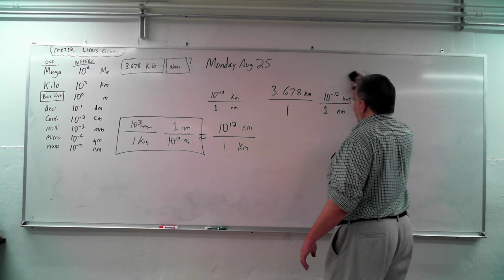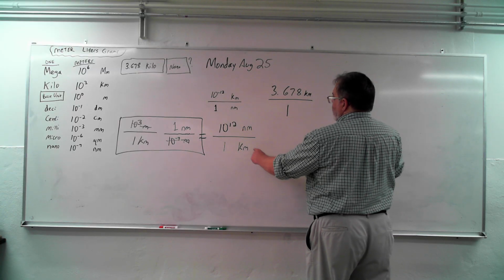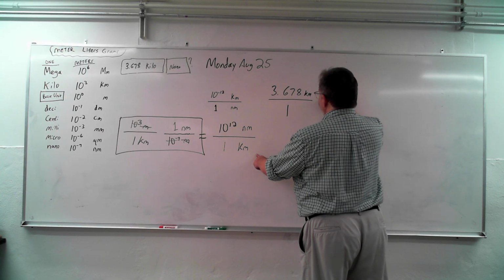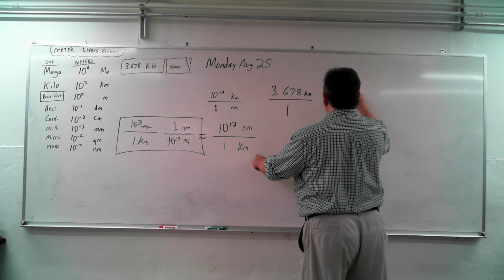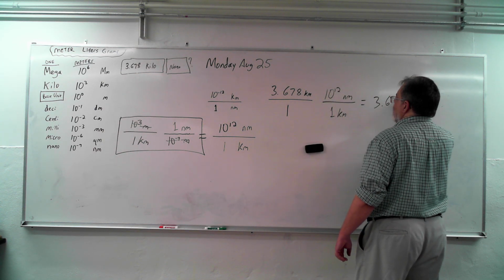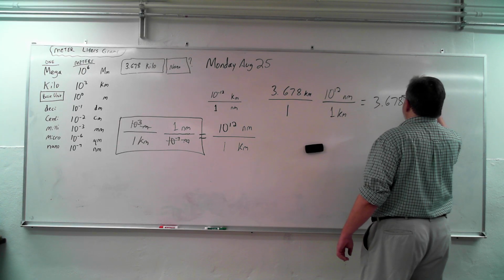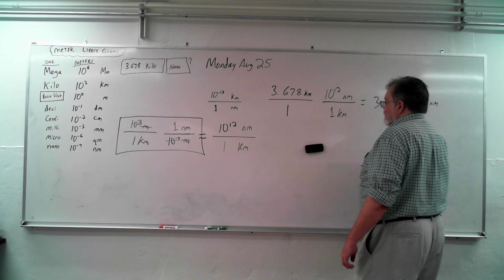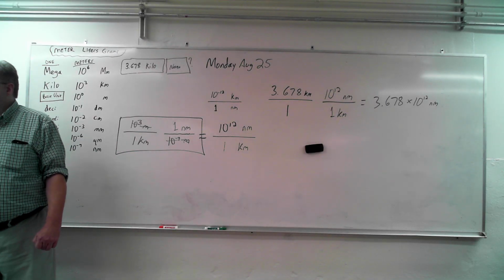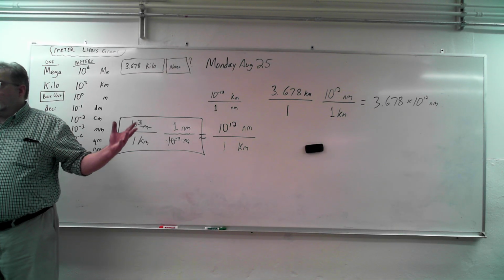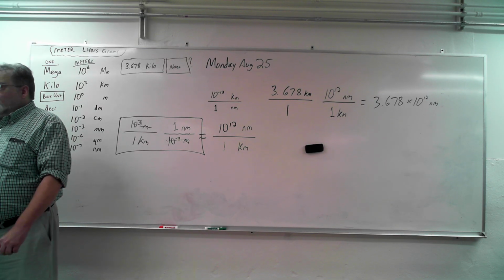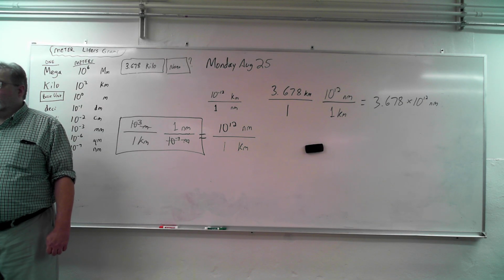And then now I want 1 km on the bottom and 12 nanometers on top. That'll do it. That'll give us 3.678 times 10 to the 12. We just landed in standard scientific notation. Sometimes you're just lucky when you land right there and you don't have to do anything else.